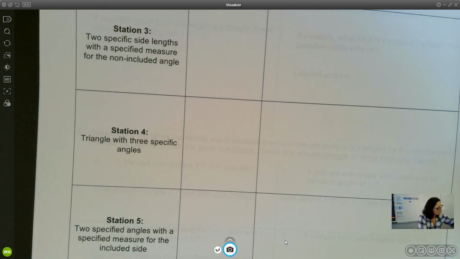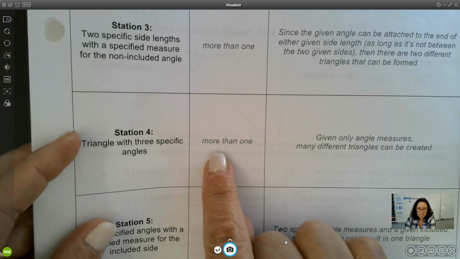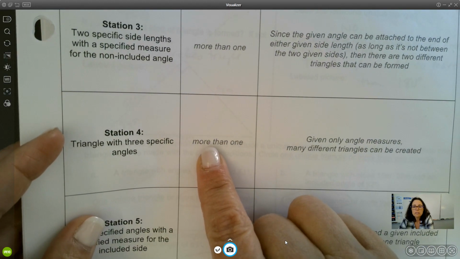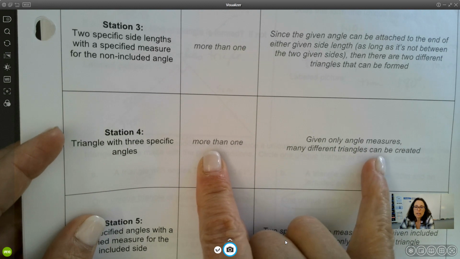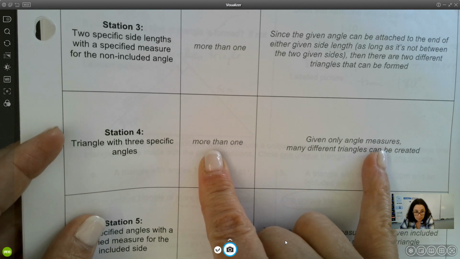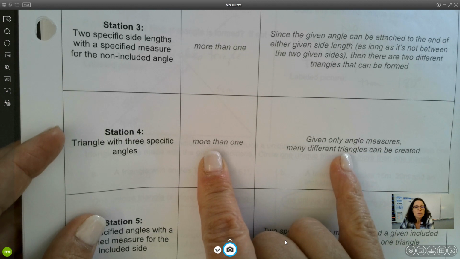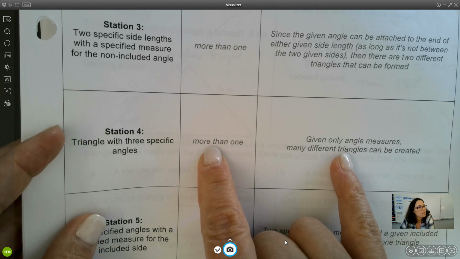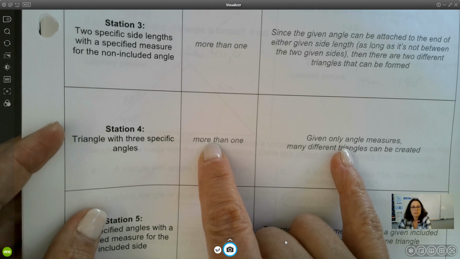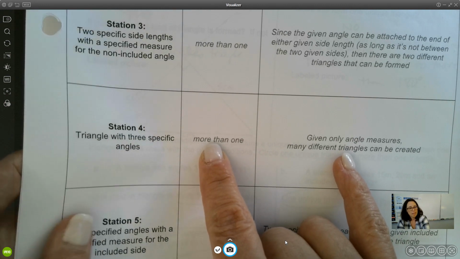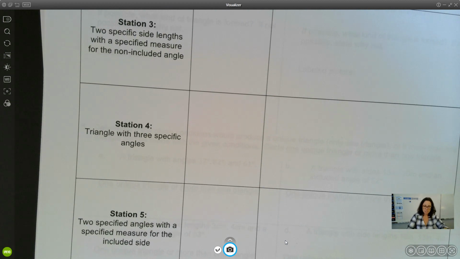Okay, so our answer on this sheet, if you didn't print it out, you're going to write more than one. Given only angle measures, many different triangles can be created. In fact, an infinite number. More than one, but an unlimited number, depending how big or how small you have those side measurements. Okay, got one more station.